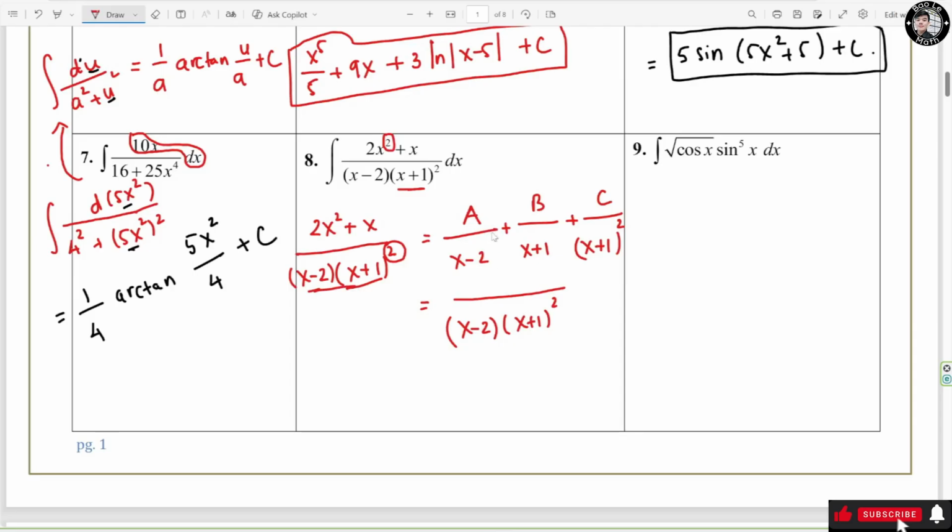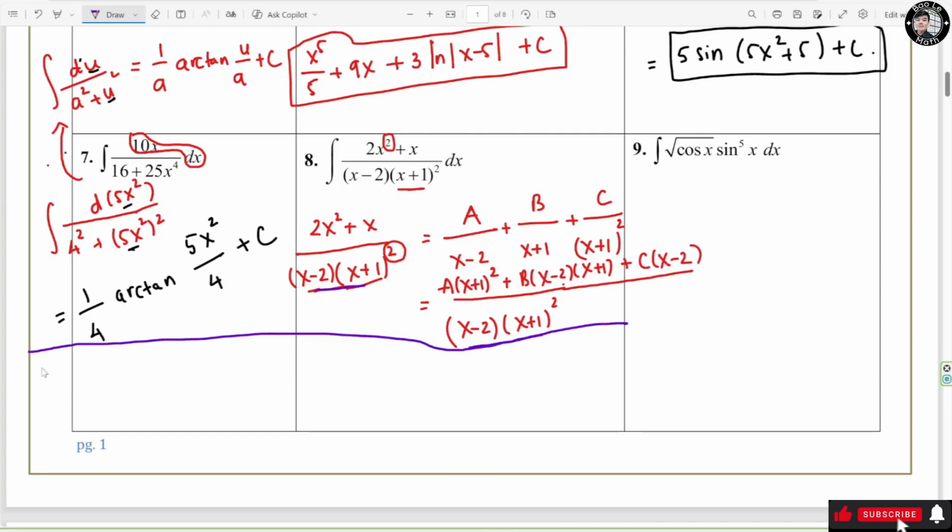Now, I'm going to multiply the top and bottom by s plus 1 squared, right? So this guy turns out to be A times s plus 1 altogether squared, right? Plus the second one right here, I'm missing s minus 2 and s plus 1, right? So B times s minus 2 times s plus 1, right? And the first one right here, I'm missing s minus 2, right? So C times s minus 2, right? So I have A times s plus 1 squared plus B times s minus 2 times s plus 1 plus C times s minus 2 equals 2s squared plus s, right?